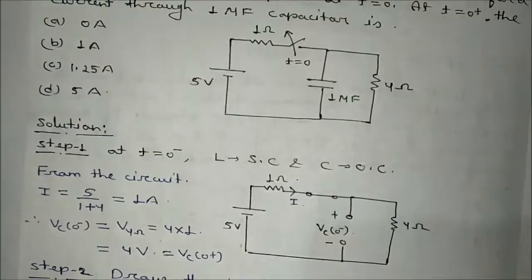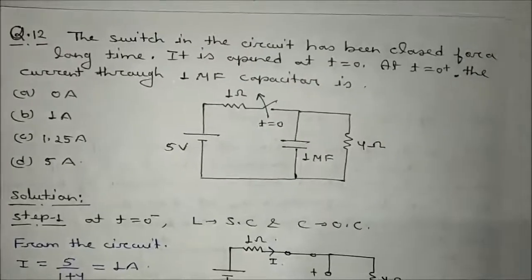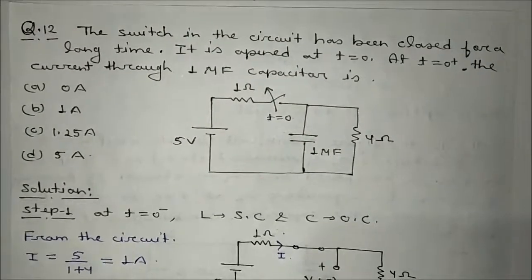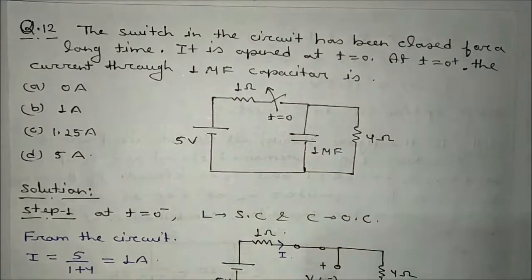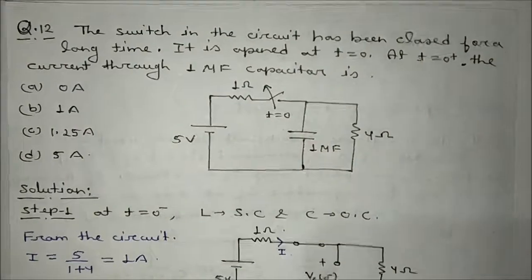Moving to the next problem, that is the 12th one. The switch in the circuit has been closed for a long time. It is opened at t is equal to 0. At t is equal to 0 plus, the current through the 1 microfarad capacitor will be. So it is asking about the current flowing through this capacitor. To get it, we can do it in a similar manner. First, what we will do?